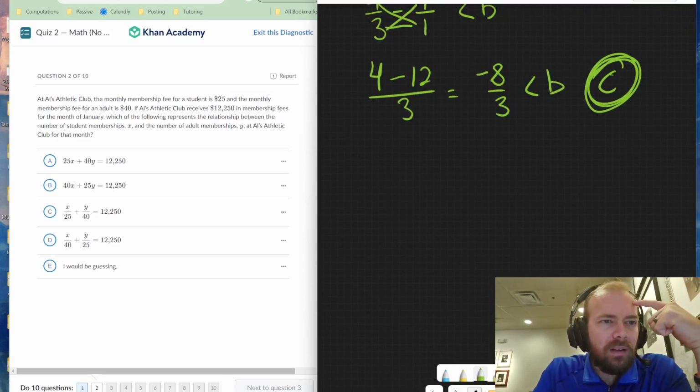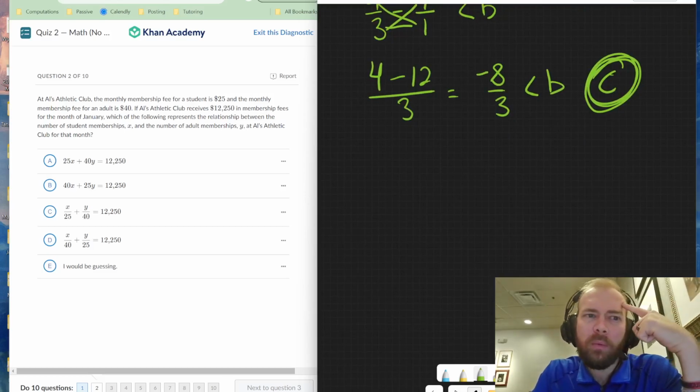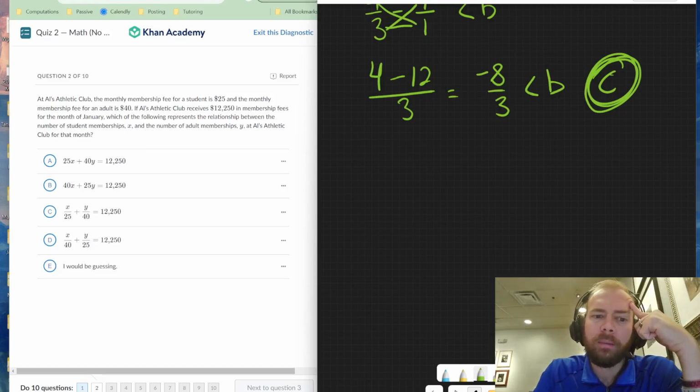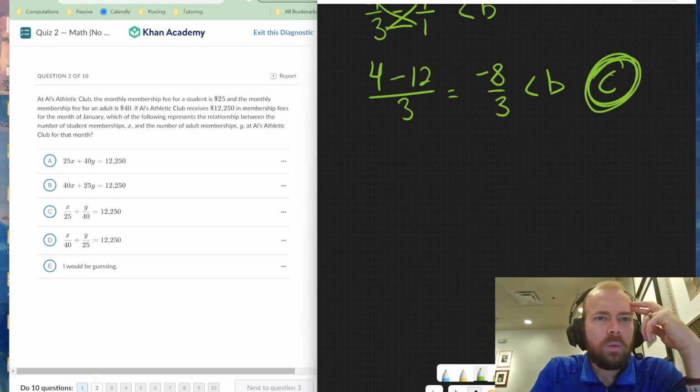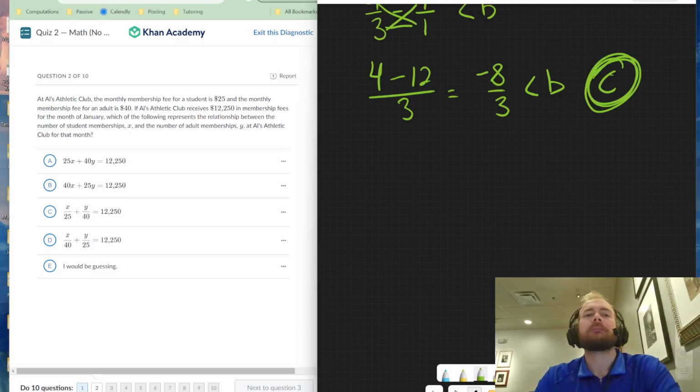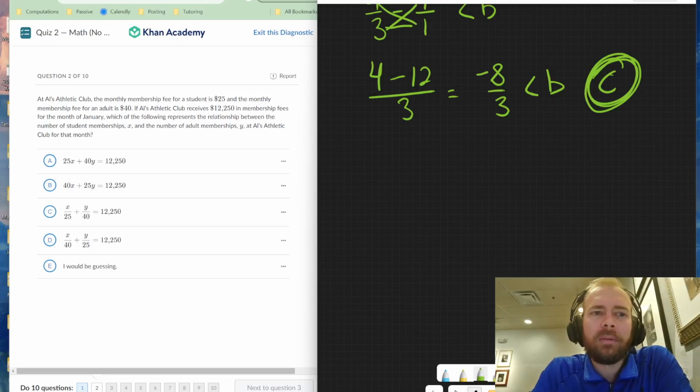So at Owl's Athletic Club. Okay, by the way, with word problems, the most important thing about word problems is the numbers. So 25, 40, $12,250, X, and Y. Those are all the numbers. X and Y are numbers as well. They're letters, but letters are numbers we don't know yet. So those are all the numbers.